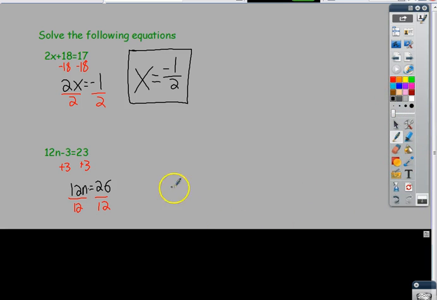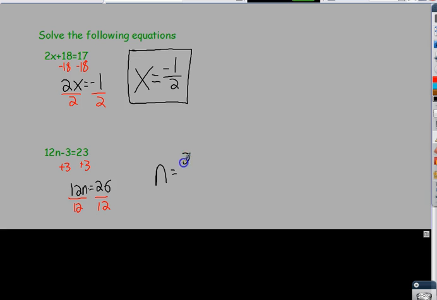Now, here's the thing. I get n equals 26 over 12. Well, what do I do with this in this instance? I can't leave it like that. Why not? It's not simplified. See how the top and bottom are even numbers? You actually want to reduce that down to 13 over 6. Yes, it is incorrect if you don't do that. So you definitely want to make sure you take care of that.